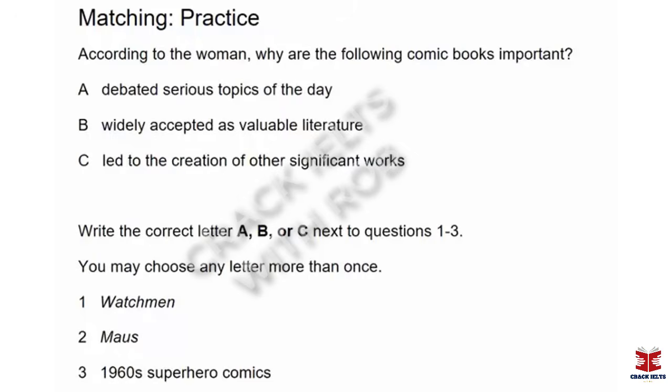All right, now you're going to hear a passage, and we're going to listen for the different comic books mentioned and what the woman has to say about why they are important, okay? So listen for that as we hear the passage, and I'm going to play that now.